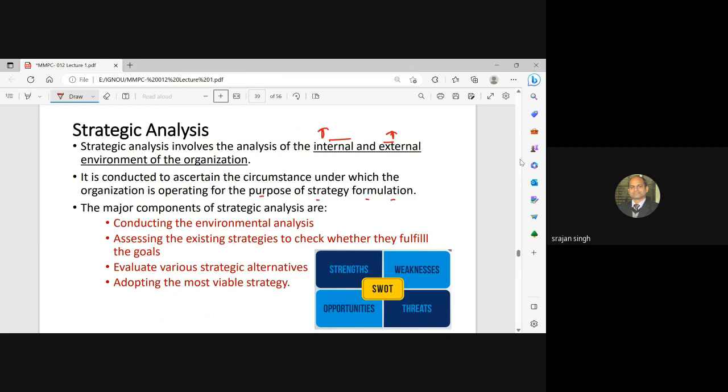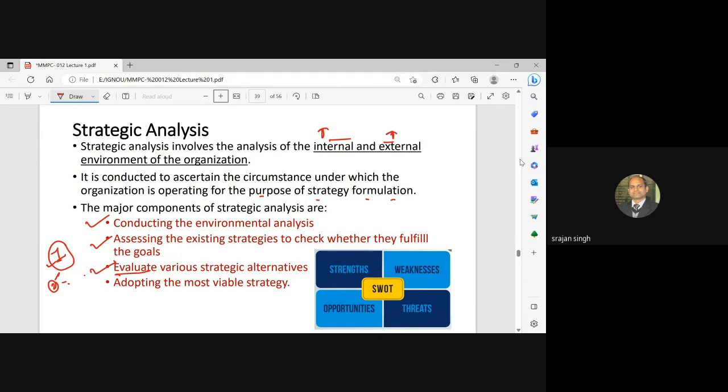It is conducted to ascertain the circumstances under which the organization is operating for the purpose of strategy formulation. The major components of strategic analysis are conducting the environment analysis, assessing the existing strategy to check whether they fulfill the goals, evaluate various strategic alternatives. See, why we need to evaluate something? Because if there is just one strategy available or there is just one alternative which is available, there is no need to take decision, there is no need to make choices because you have only one. But if you have more than one, say two or more than two, then you have to take decision that which strategy needs to be undertaken.